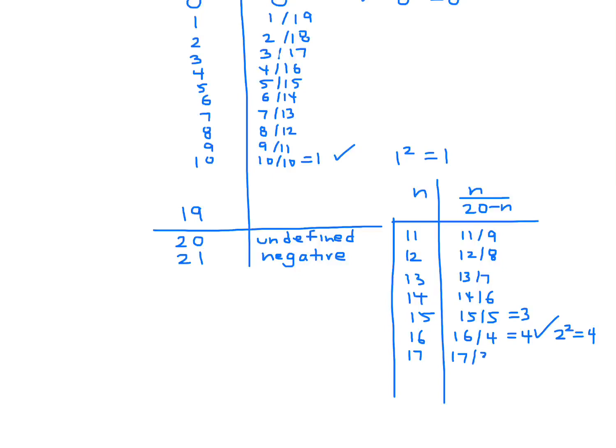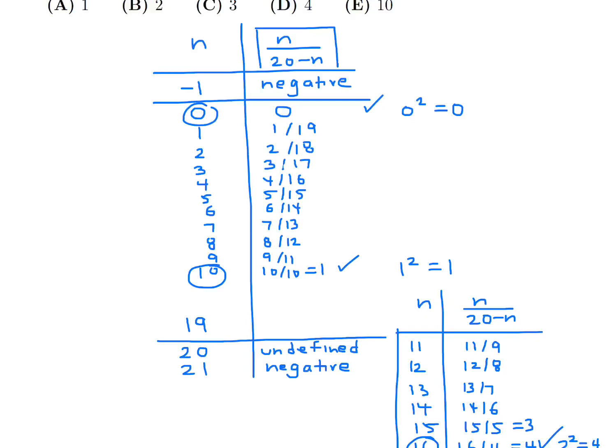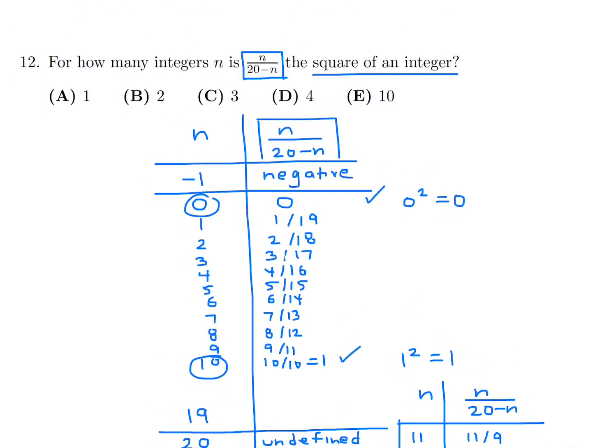17 is 17 over 3. 18 is 18 over 2, which is 9, and that is 3 squared. So we've got another one. And finally, the last one, 19 is 19 over 1, which is 19, which is not the square of an integer. So we got 1, 2, 3, and a fourth one, 4. So 4 values of n make that expression the square of an integer. So number 12, the answer is D.